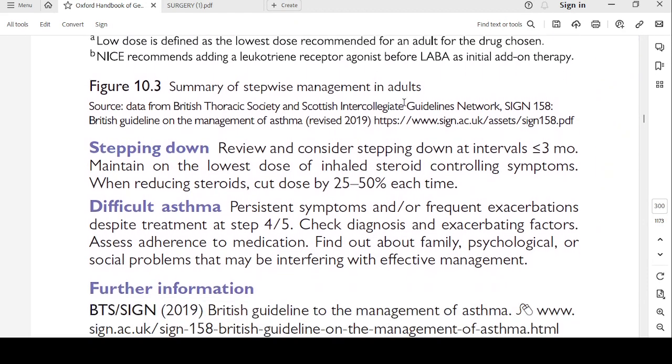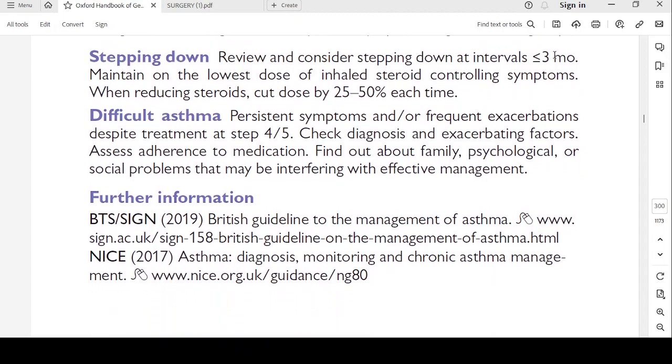Stepping down. Review and consider stepping down at intervals of less than 3 months. Maintain on the lowest dose of inhaled steroid controlling symptoms. When reducing steroids, cut down the dose by 25 to 50% each time.